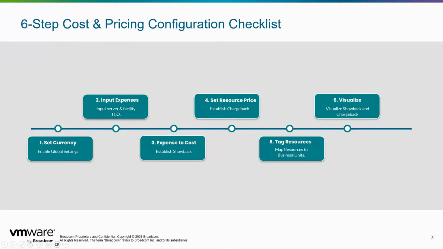And then, once we've actually set up our costs, we're going to figure out our pricing in terms of establishing our showback and our chargebacks and things along those lines. And then we're going to be tagging resources, because obviously when we're doing our chargebacks and things along those lines, you want to make sure that we're tagging them to the appropriate business units.